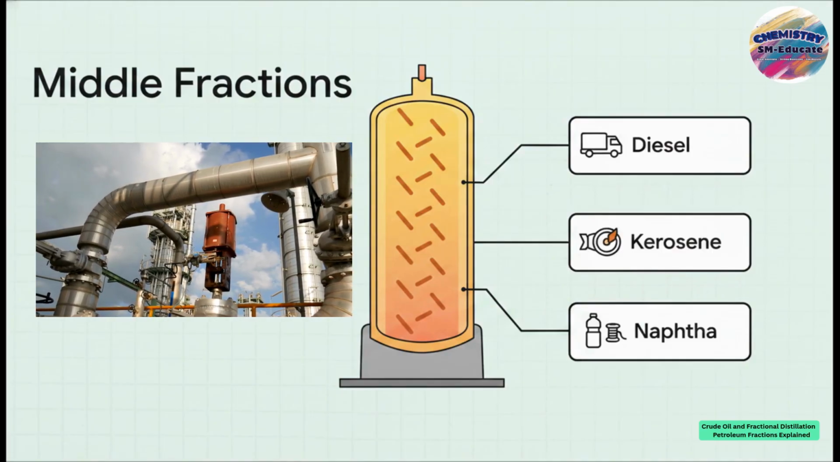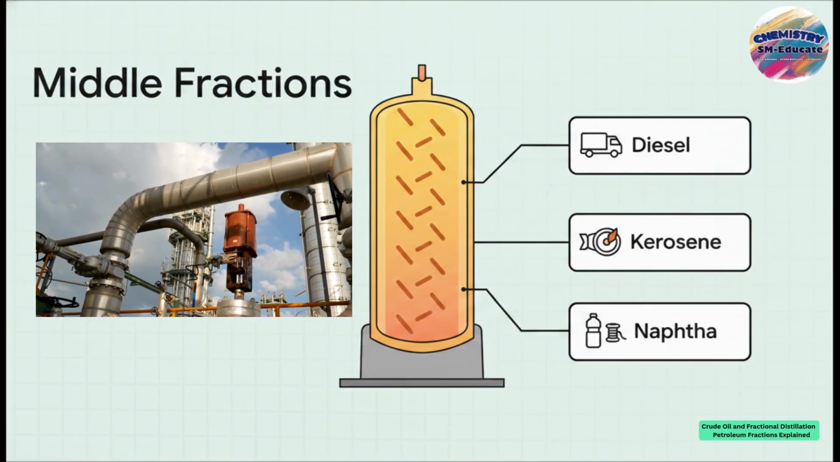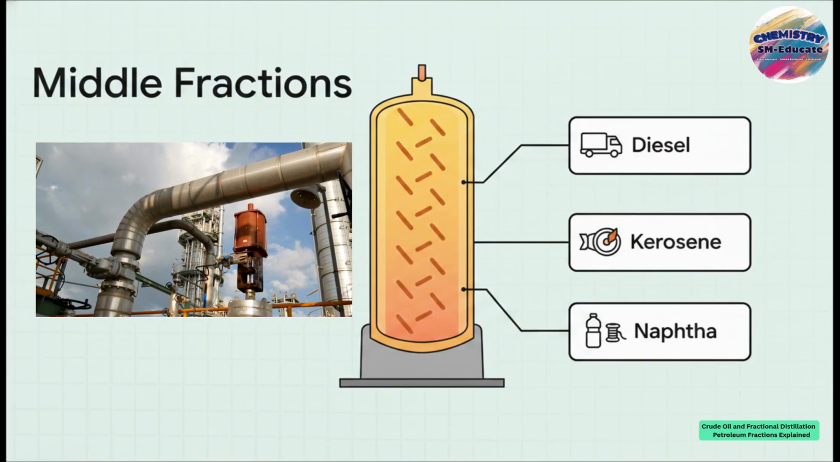And just above that, naphtha. Now, naphtha is super important. It's a vital feedstock for the whole chemical industry, used to create plastics and synthetic fibers.